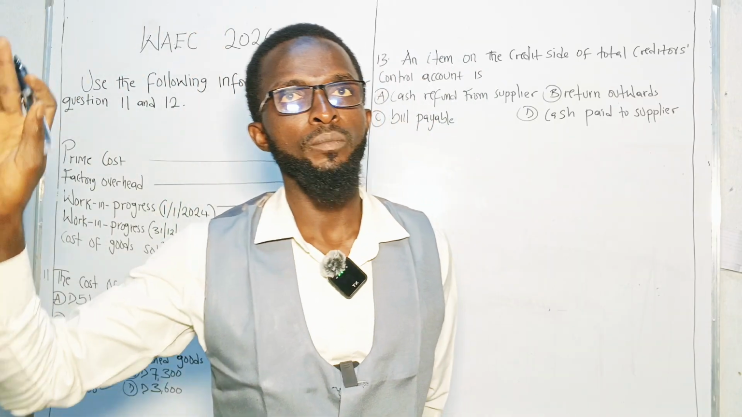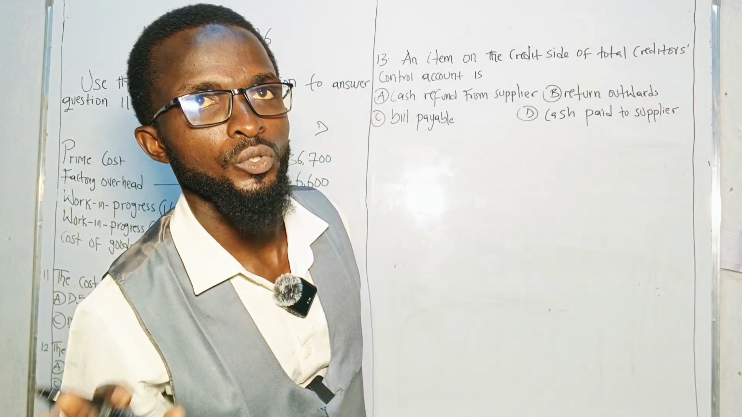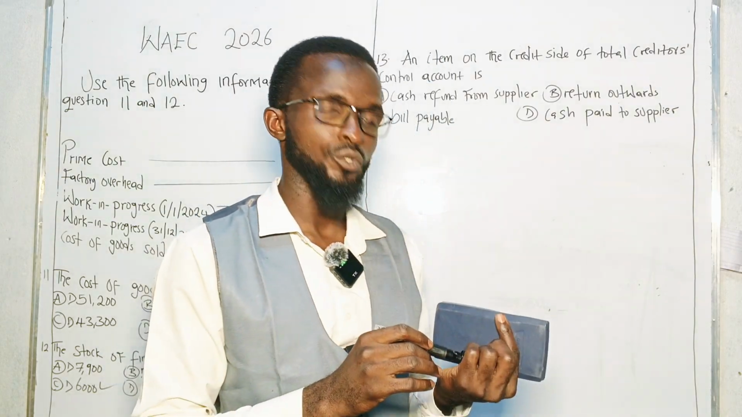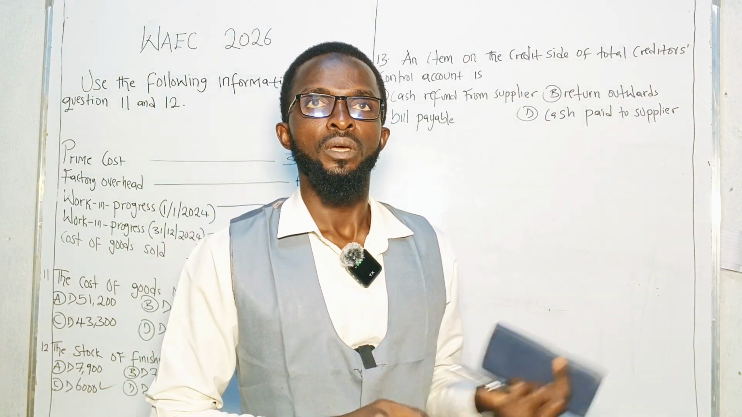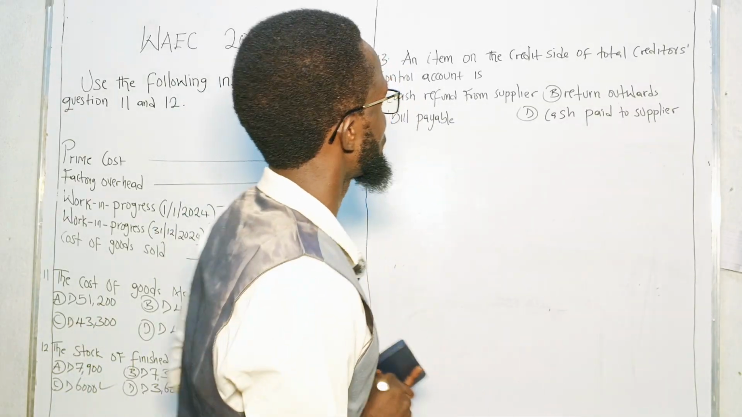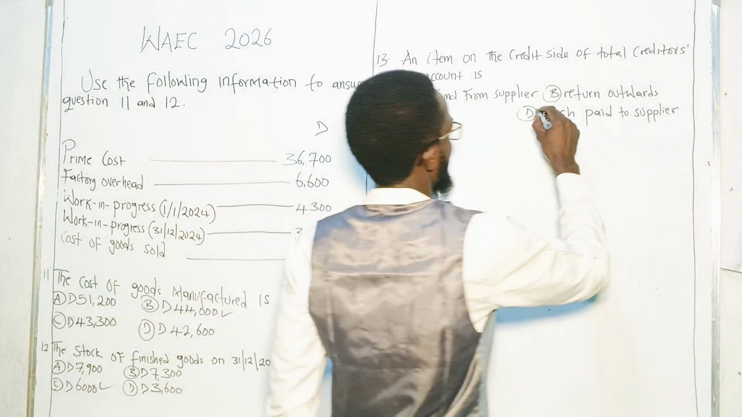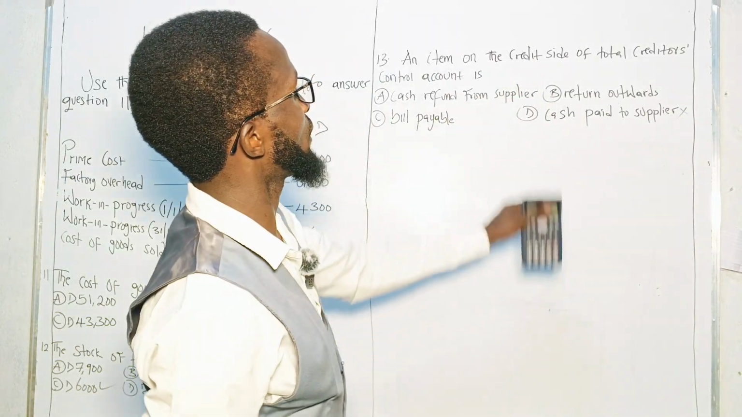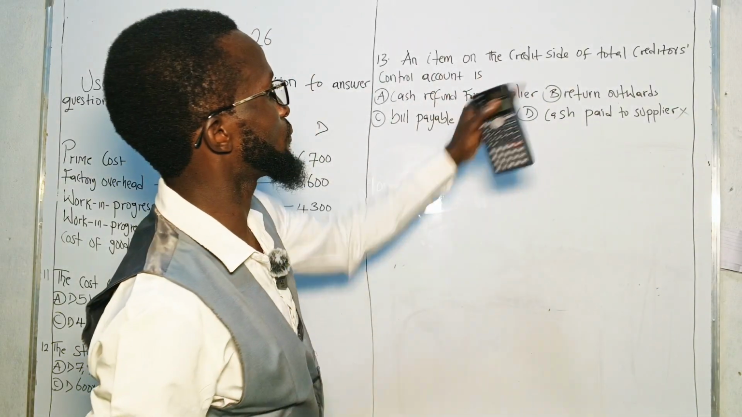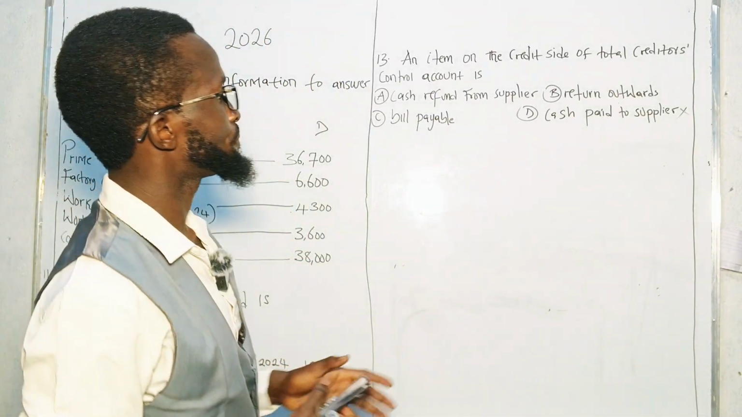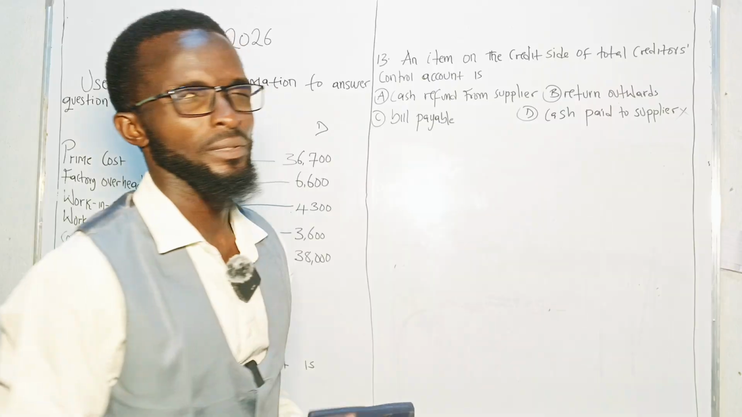In case you want to learn more about creditors control account or control accounts in general, scroll through the playlist. You are going to see the question on control account. I will solve the question. So this one should go to the debit side, and this is not the answer. Why? Because the question is talking about the credit side of total creditors control account.